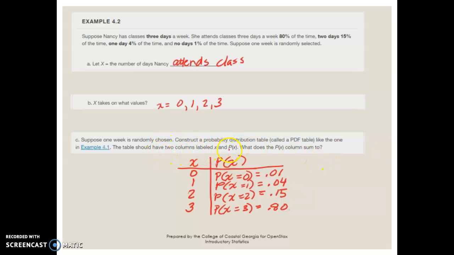This table should have 2 columns labeled X and P of X. What does the P of X column sum to? Well, that's 5, plus 15 is 20, plus 80 is 1. Okay, I've got one more example of that, and then I'm going to stop this recording.